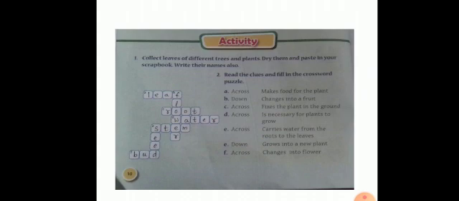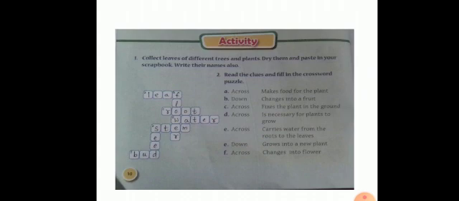Now, who fixes the plant in the ground? That one, that is root. Root fixes the plant in the ground. Okay, children. Next, what is necessary for the plants to grow? Yes, very nice. Even we all know water is necessary for plants to grow. So, water will come. Next, who carries water from the roots to the leaves? Obviously, stem. So, stem carries water from the roots to the leaves.